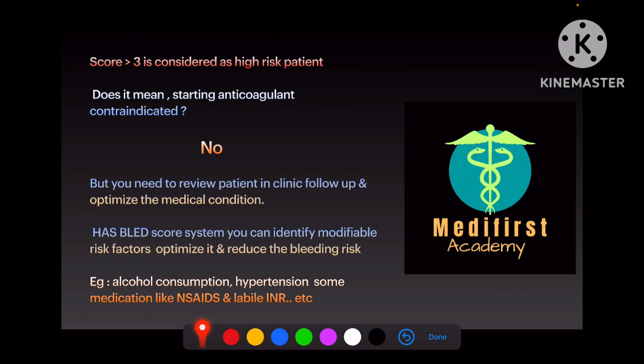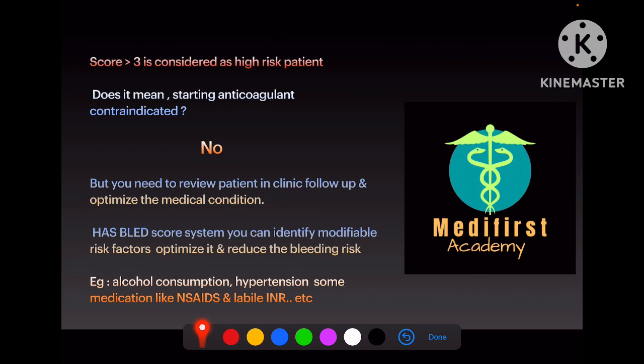Suppose your patient consumes alcohol, then you have to advise your patient not to drink, because we are going to start an anticoagulant. Since you are on the anticoagulant, it will increase the bleeding risk. On top of that, if you take more alcohol, it can double the chance. So you have to control alcohol consumption also. You have to address that in your clinic.